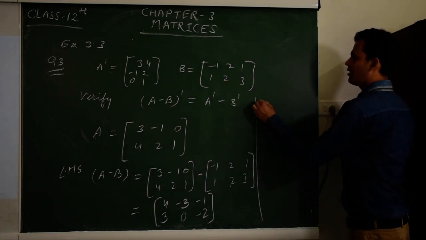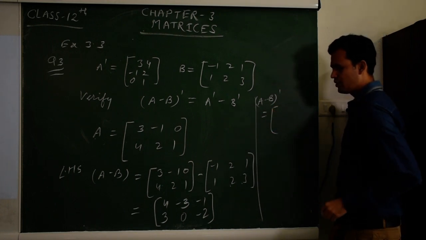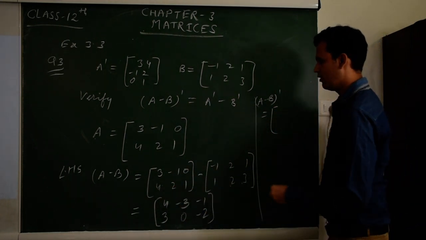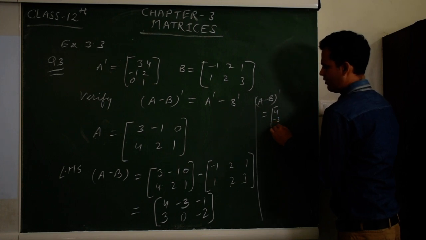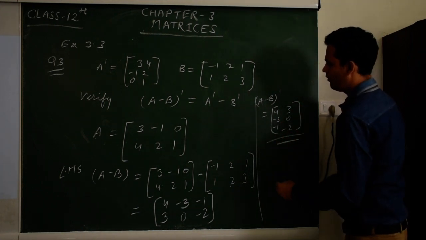Now the transpose of A minus B. A minus B transpose, so rows change into columns: 4, minus 3, minus 1 and 3, 0, minus 2. This is LHS. Now we find RHS.